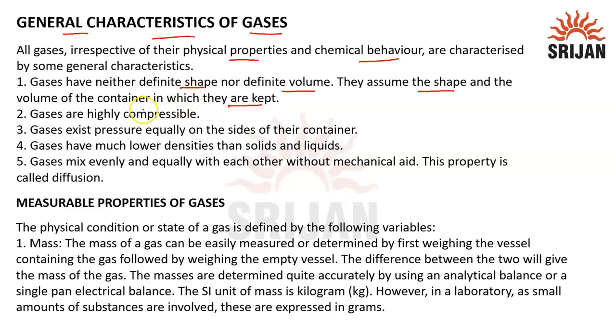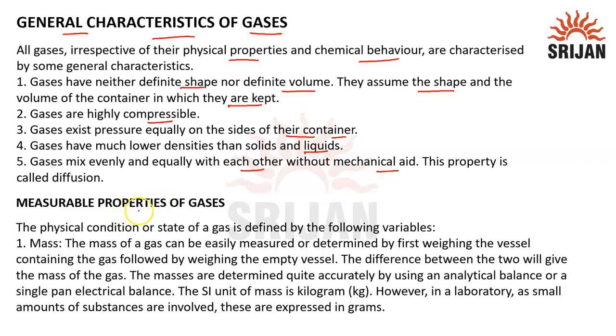in all the directions. Next, gases are highly compressible. We can compress gases because there are large interparticle spaces between the particles. Gases exert pressure equally on the sides of their container. Gases have much lower densities than solids and liquids because the particles are away from each other, and gases mix evenly and equally with each other without mechanical aid. This property is called diffusion, meaning gases can diffuse.